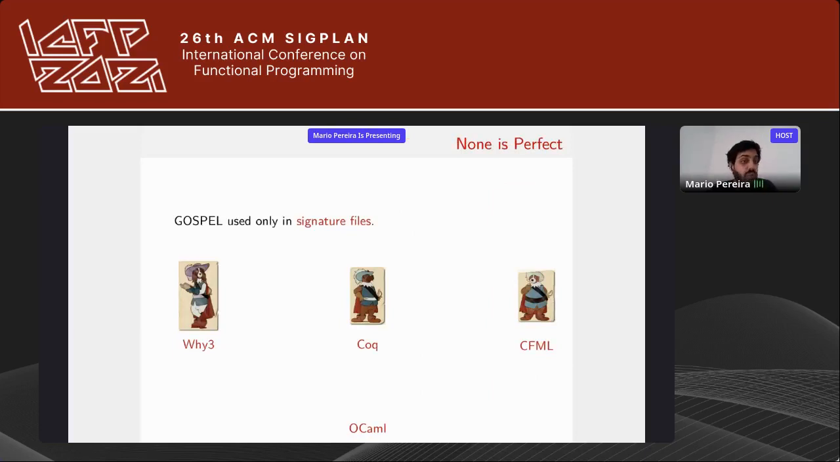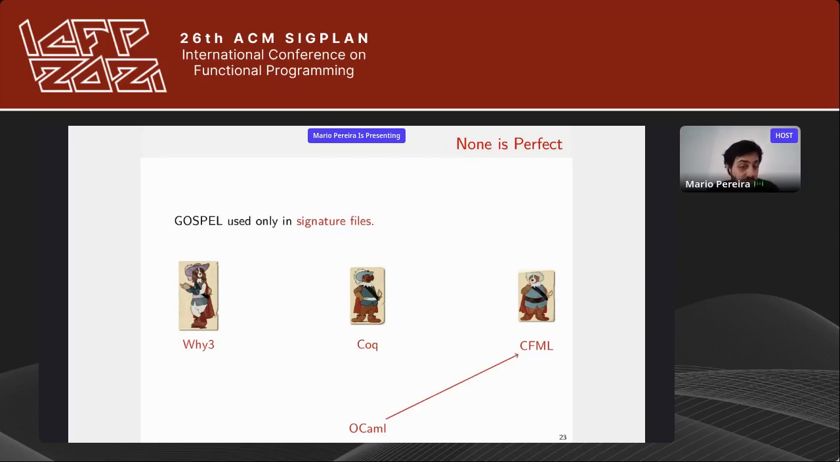But as I said, Gospel was limited to signature files, or .mli files. And moreover, none of these approaches were entirely satisfying from my point of view. Why? Because if you think about Why3 or Coq, then once again, you need to write implementations in WhyML, the specification and programming language of the framework, or in Gallina when you are writing Coq proofs, and then extract them into executable code. So rewriting entire code bases just to verify them.